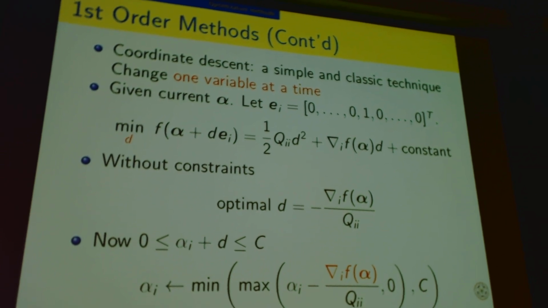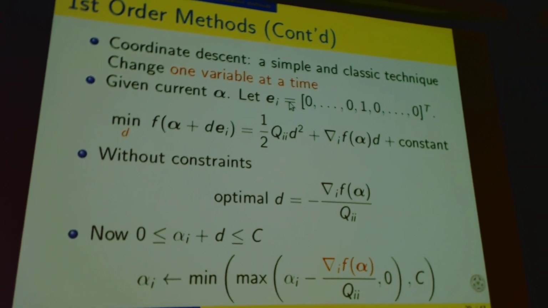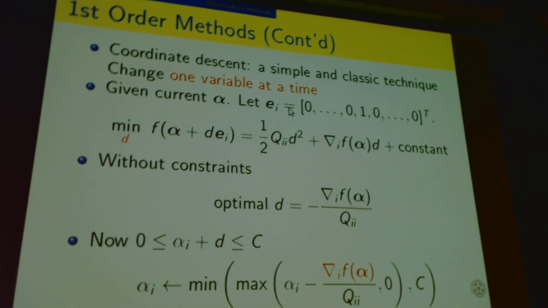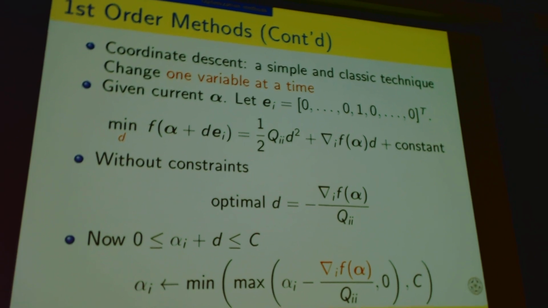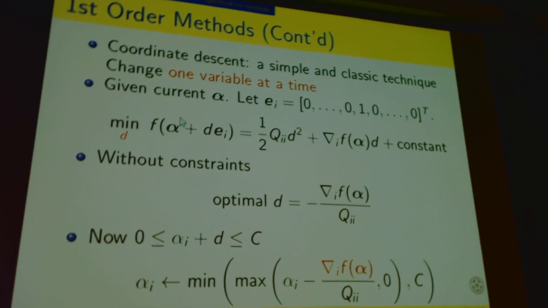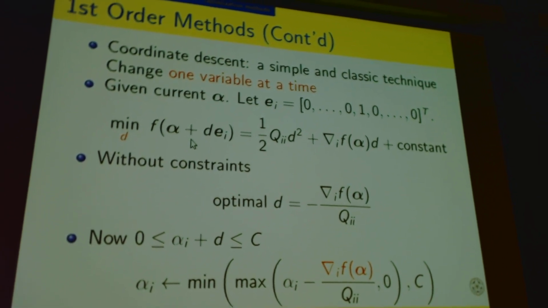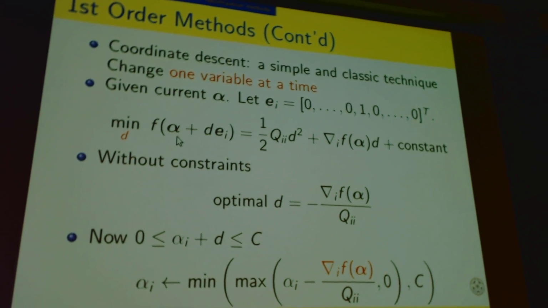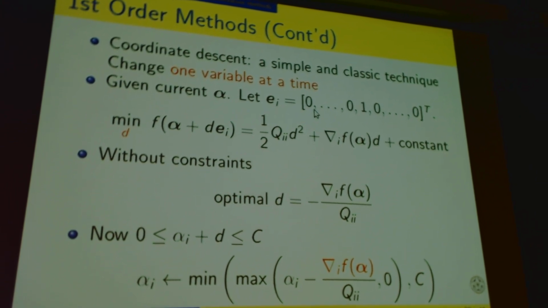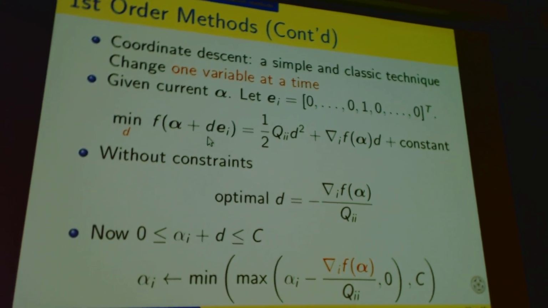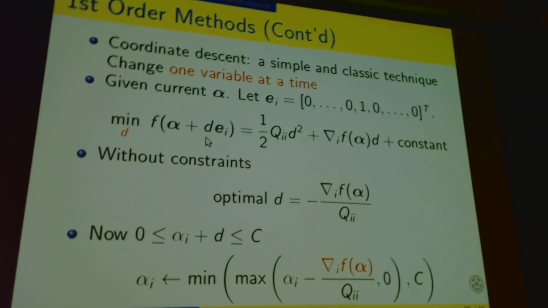Right? So mathematically, that means you can define an indicator vector e_i. For this e_i, the ith component is 1, and for all other components, their values are 0. So you minimize a single variable optimization problem from the current alpha, you plus the direction d times e_i. But because e_i has all the values to be 0 except the ith component, you try to change the ith component with the amount d. Okay, so you minimize this one variable function of the variable d.